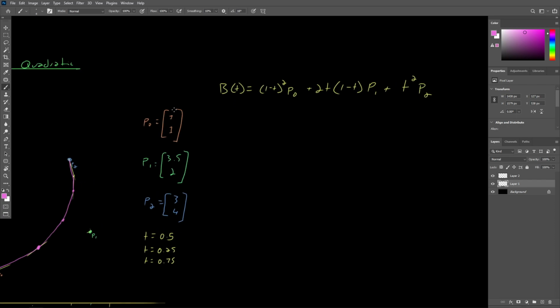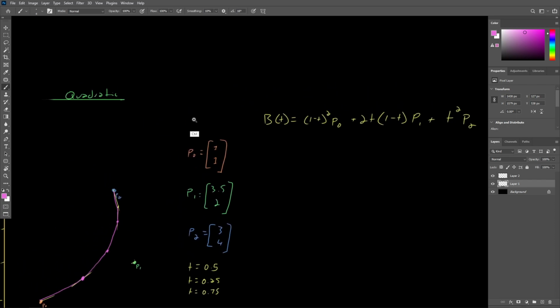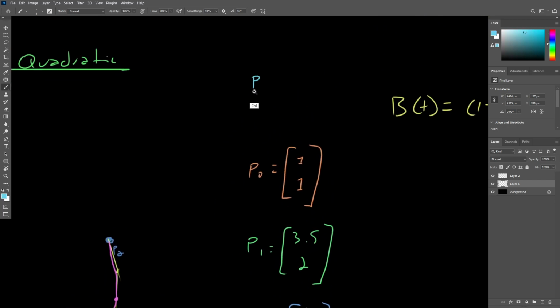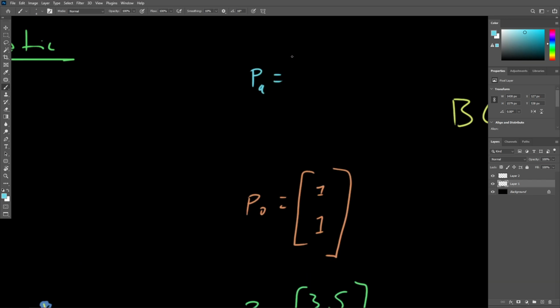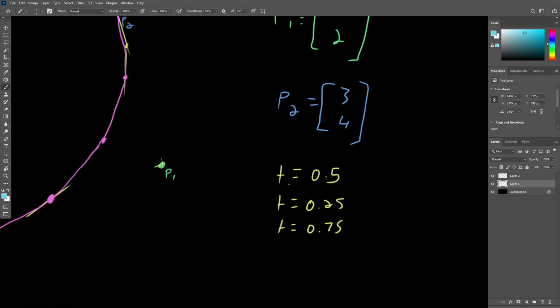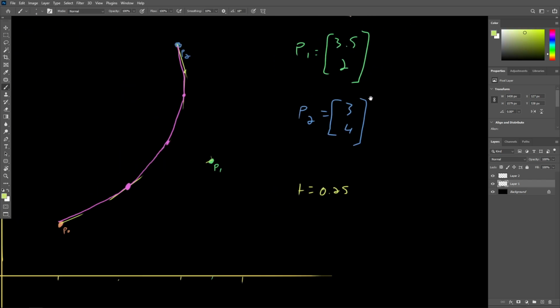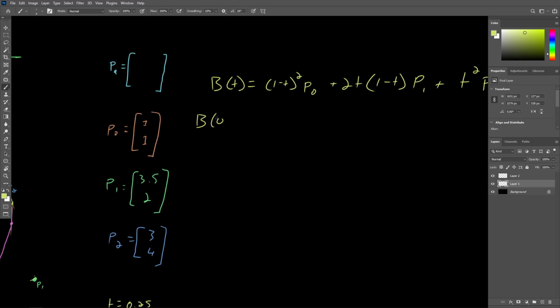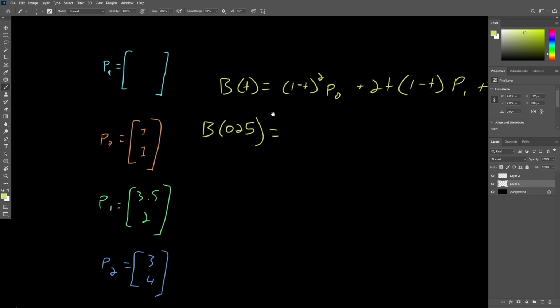Let's use it and let's solve for the x and y components of the point that we're looking for here. Again, we're going to be looking for p alpha. We are going to figure out where this point lands. Now let's actually solve for t equals 0.25 in this case. All right, so we are going to be looking for b of 0.25.